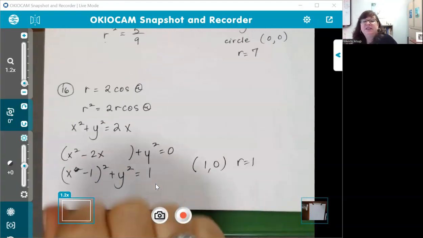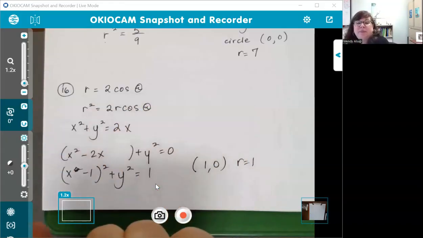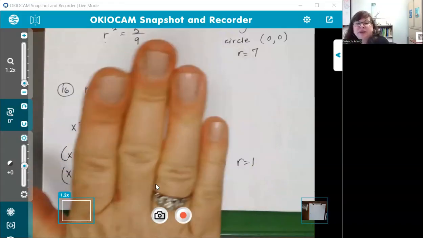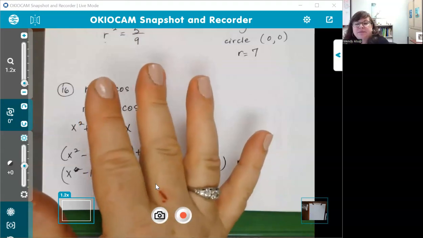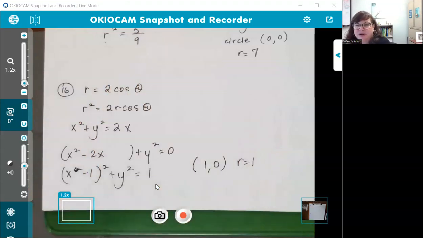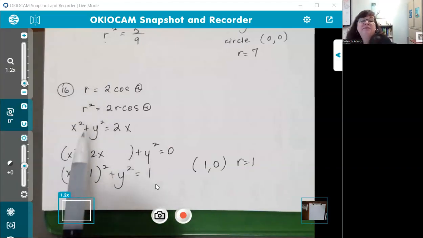Number 16 is the one that gives us a little bit of problems. Pardon my scratch. I'm sure my cat did something to me. They do so many things to me now, I don't even notice when they harm me. I live at the mercy of my cats.